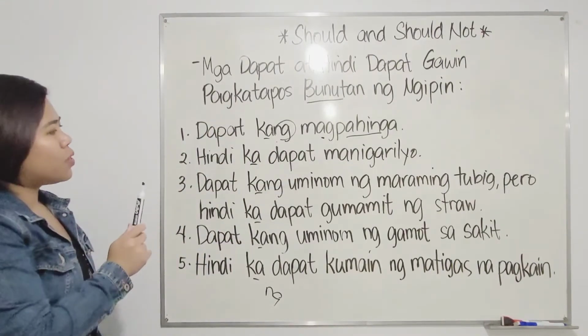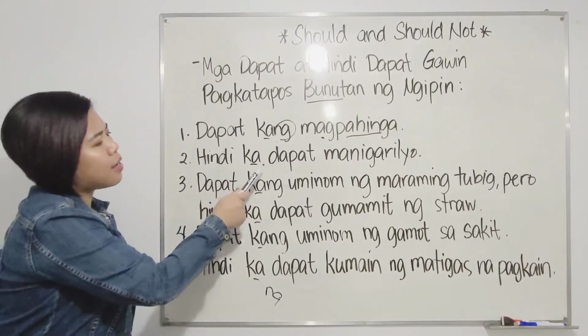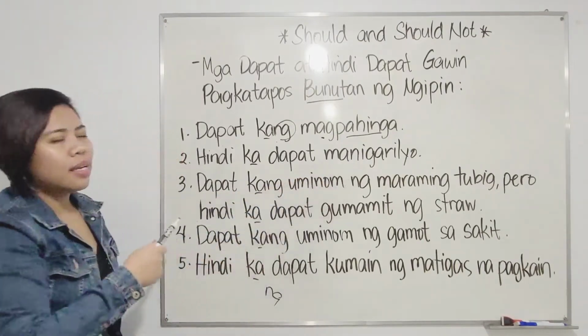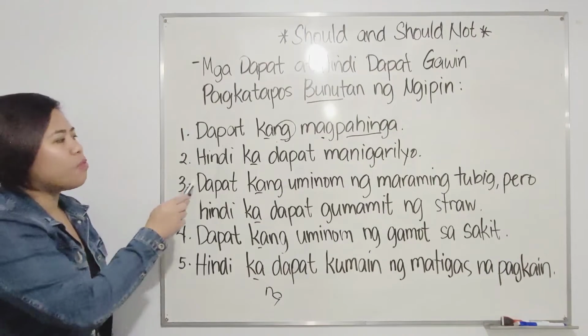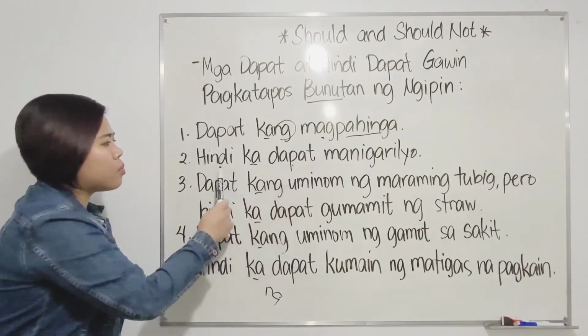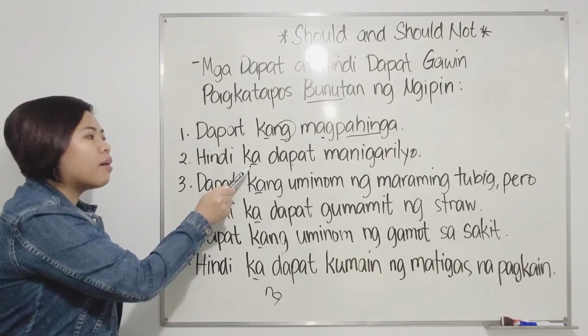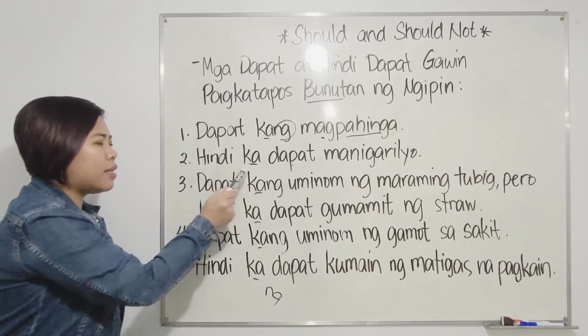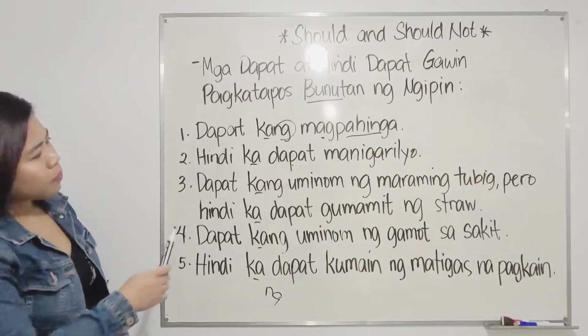Okay? Number 2, it says here, hindi ka dapat manigarilyo. This sentence is a negative one. It's hindi dapat. But why did we separate this one? We inserted ka here in between the hindi and dapat.